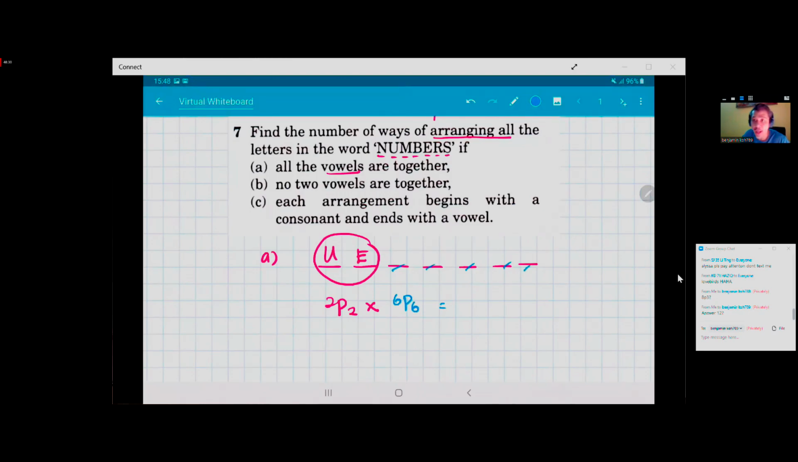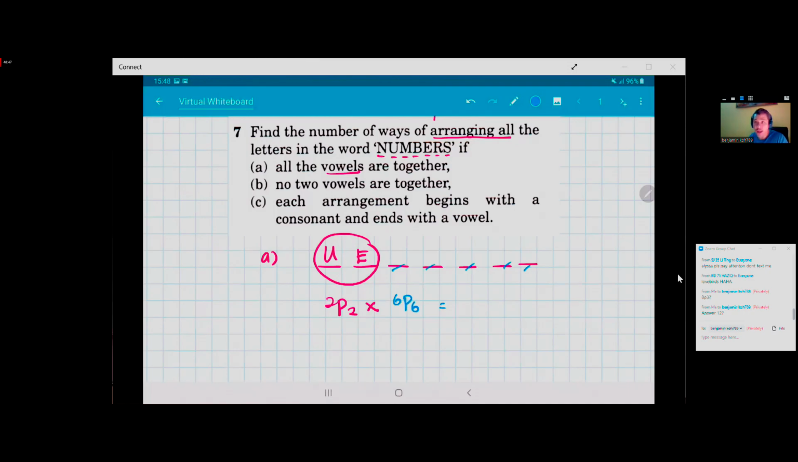Okay, some of you already got your answer. Yes, the answer is 1440. Okay, 1440. That's the bahagian A. Quite simple, right? Okay, all right.